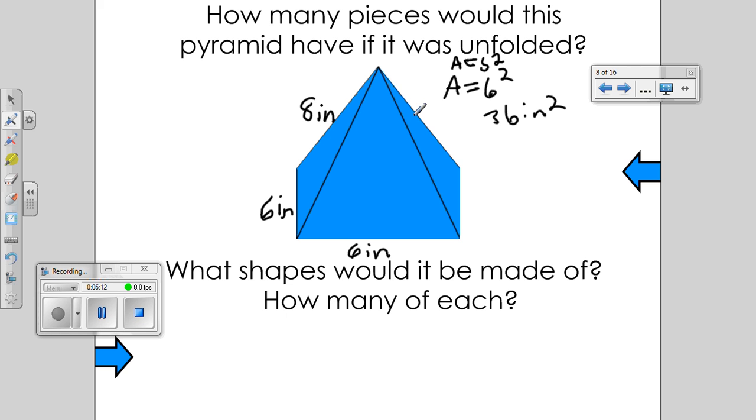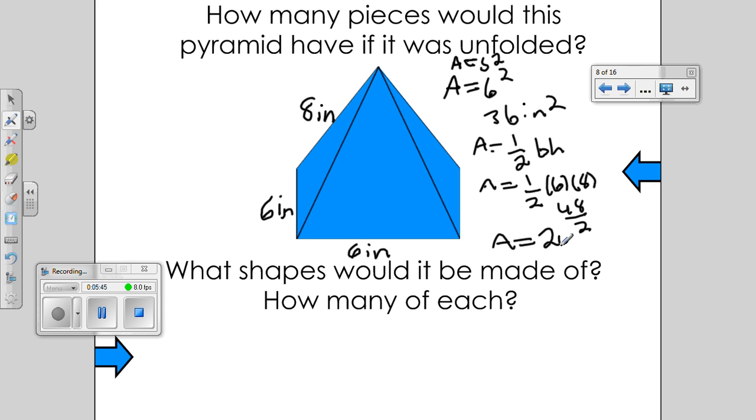Now we're going to do the triangle. We know the area of a triangle, or if you don't know, you're about to find out, is 1/2 the base times the height. So here the base is 6 and the height is 8. So we got 6 times 8 is 48, divided by 2 is 24. So the area of one of those triangular faces here is 24 inches squared.